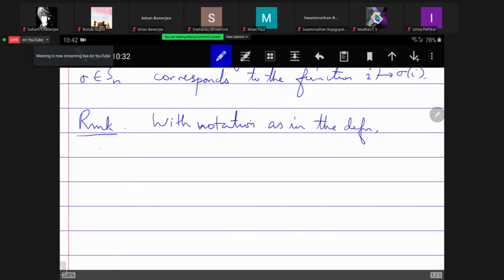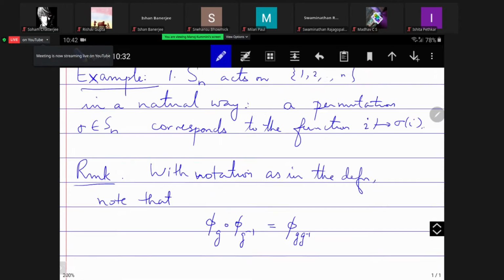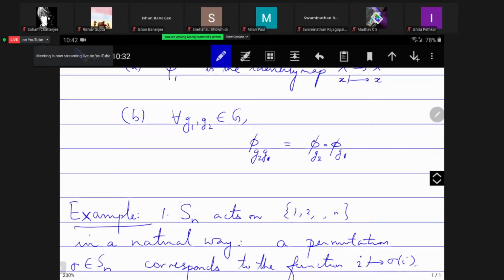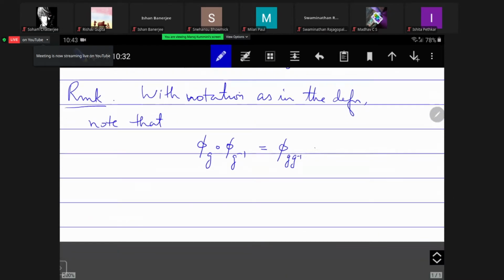Okay. Note that phi of G composed with phi of G inverse. This is phi of G inverse. That is the way the composition works. But G inverse is 1. This is the identity function on X.